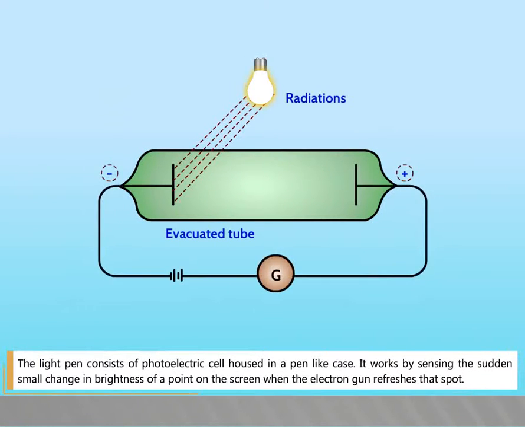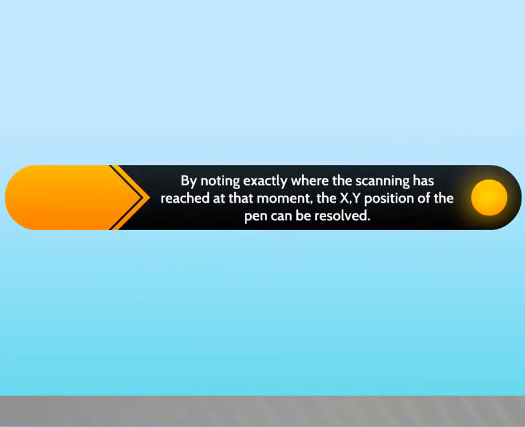The light pen consists of a photoelectric cell housed in a pen-like case. It works by sensing the sudden small change in brightness of a point on the screen when the electron gun refreshes that spot. By noting exactly where the scanning has reached at that moment, the XY position of the pen can be resolved.